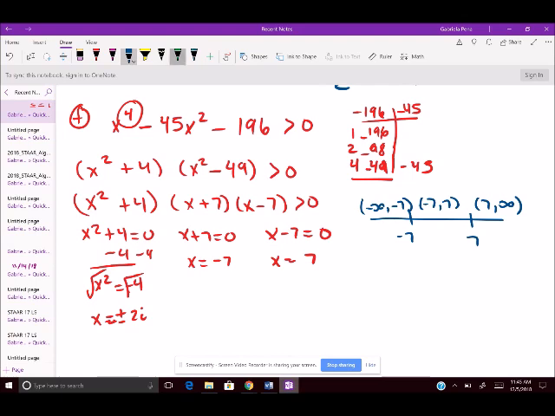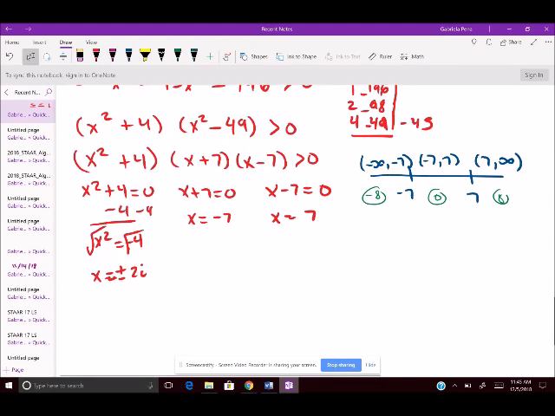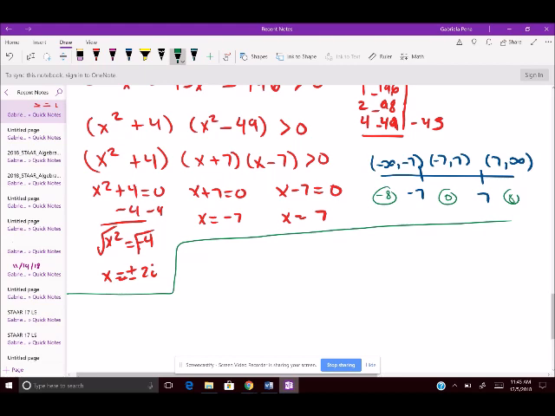So which number would you pick here? -8. Which number would you pick here? 0. And which number would you pick here? 8, right? So we have to try each one of those, which is not going to be too pretty. Sometimes it will, but I would plug it into the one where everything is factored out.